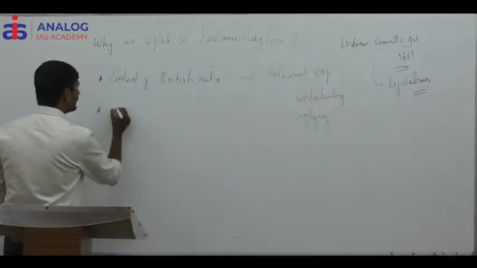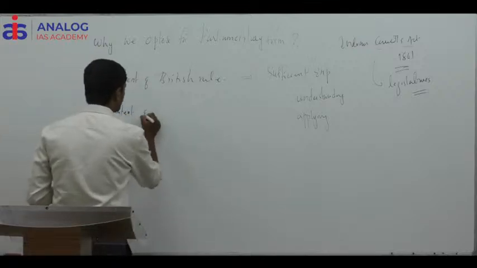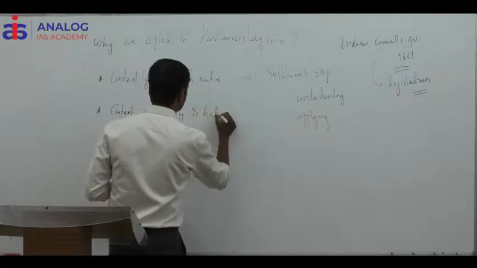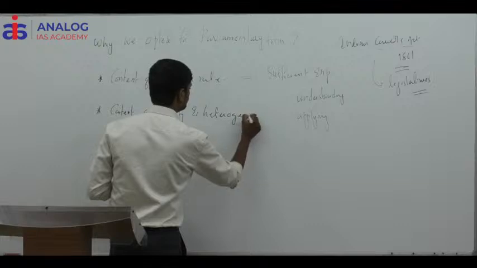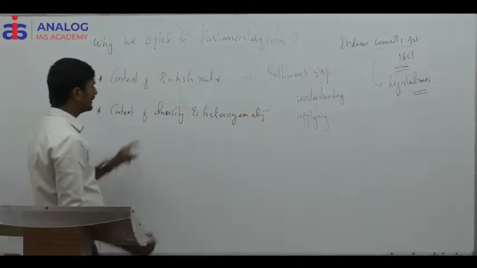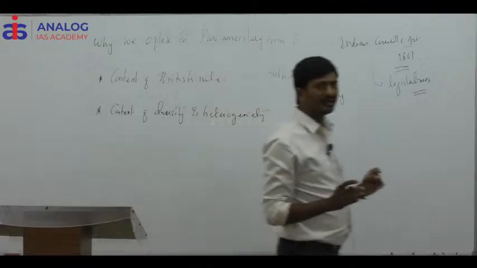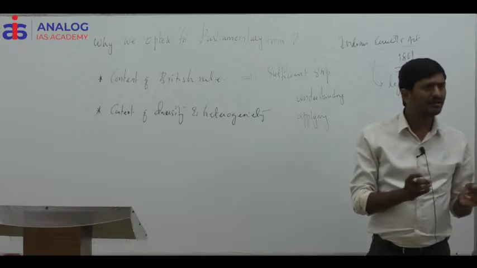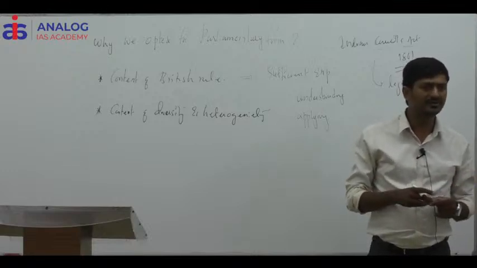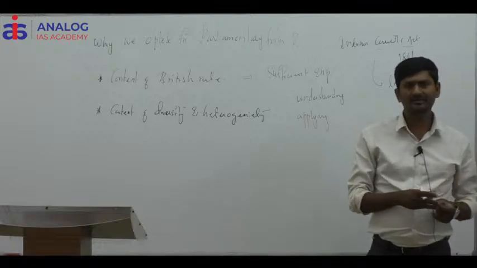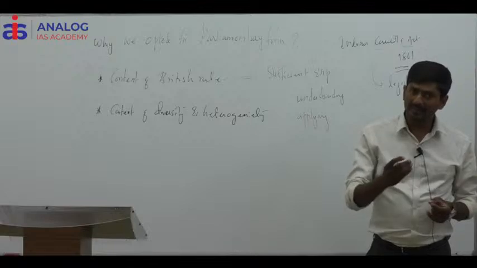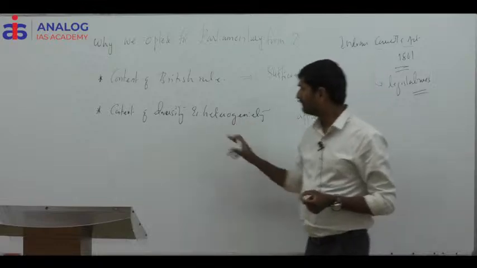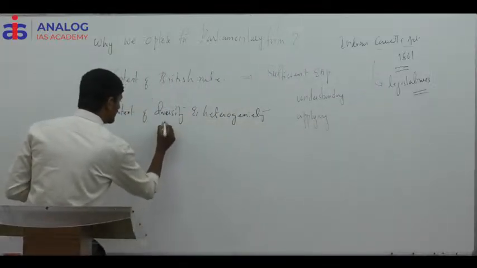Next, in the context of the diversity and heterogeneity of this country. It means in India we have huge diversity. I told you yesterday, India has a lot of different kinds of sections and populations. Religiously it has diversity, linguistically it has diversity, tribal diversity is there. So in the context of diversity, what kind of democracy do we require?